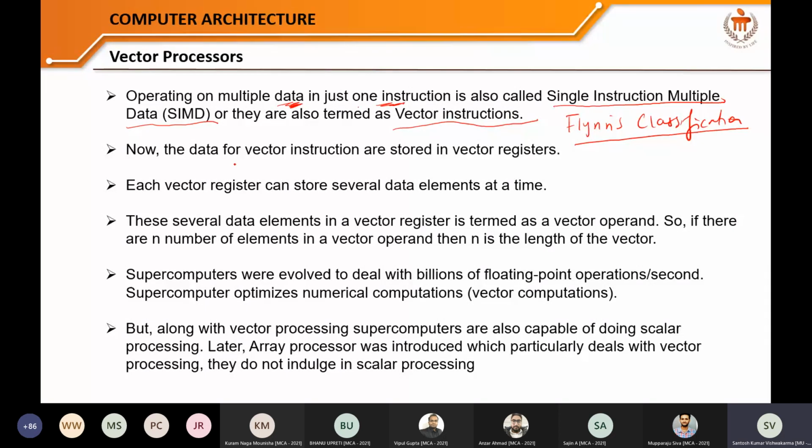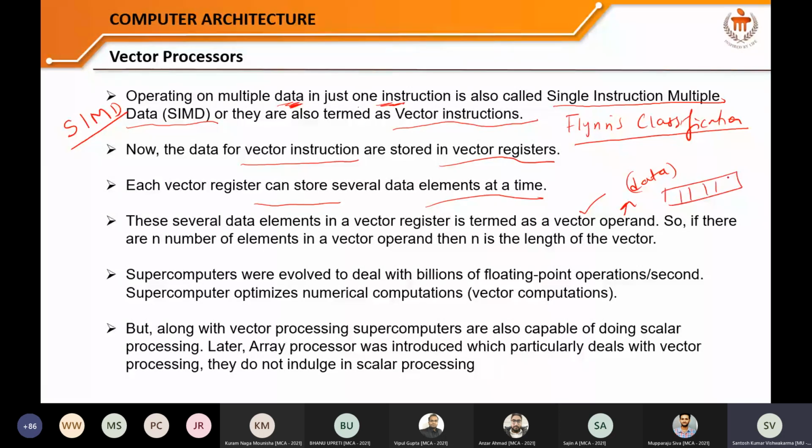Now the data for vector instructions are stored in vector registers. So let me write this also: single instruction, multiple data, that is the core of learning for us. Each vector register can store several data elements at a time. These several data elements in a vector register are termed a vector operand. Generally, operand means the data or the variables. So once we have a bunch of vector values, this is the vector length.